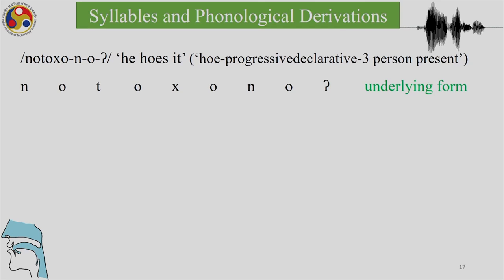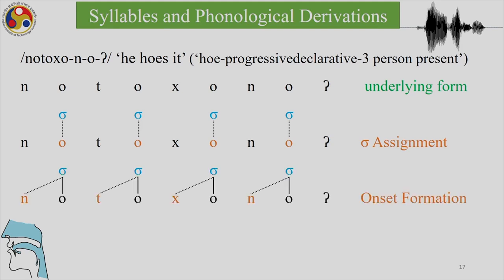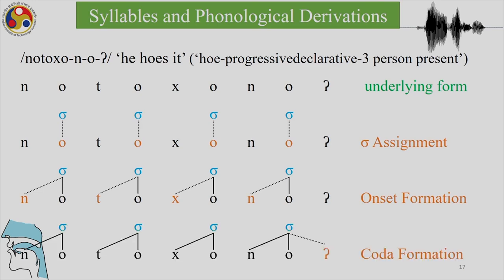And here's an example of notohono. So he hoes it. And the first step in what we discussed before, we have syllable assignment, and then we have onset formation, and then finally we have coda formation. So after onset formation, what was left was this material, the coda, on the right hand side of the final syllable, and that has to be the last step where the coda is formed.